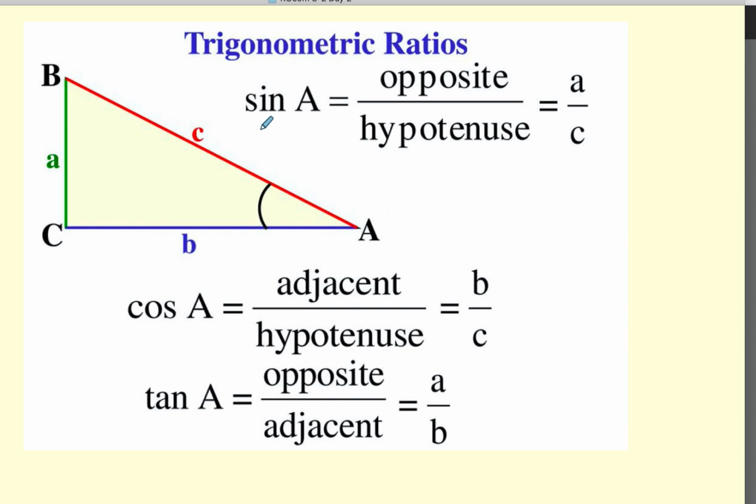The sine is the opposite over the hypotenuse. So here is A, and the opposite is A, and the hypotenuse is C. For the cosine of A, it's the adjacent leg, which is B, divided by the hypotenuse. So these two new trig functions use the hypotenuse, where the tangent did not.